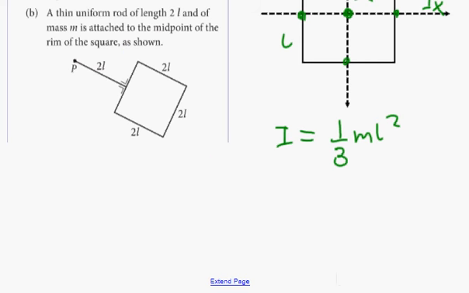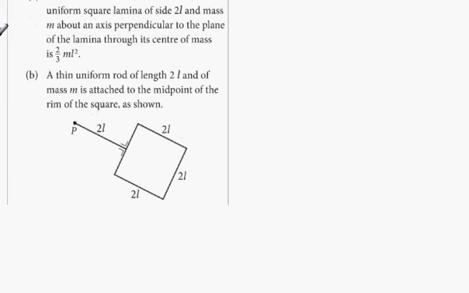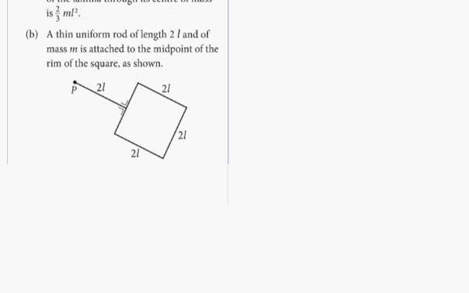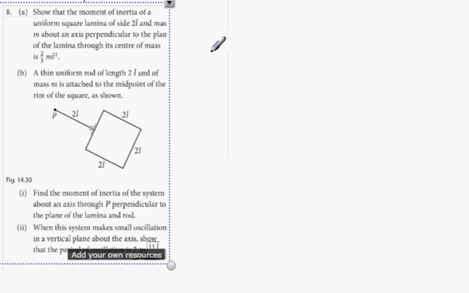Okay. So next part: a thin uniform rod of length 2L and of mass M is attached to the midpoint of the rim of a square as shown. What's the rest of the question? I think you'll have it on the next page. Here it is. Find the moment of inertia of the system through the axis through P, perpendicular to the plane of the lamina and the rod. Okay.